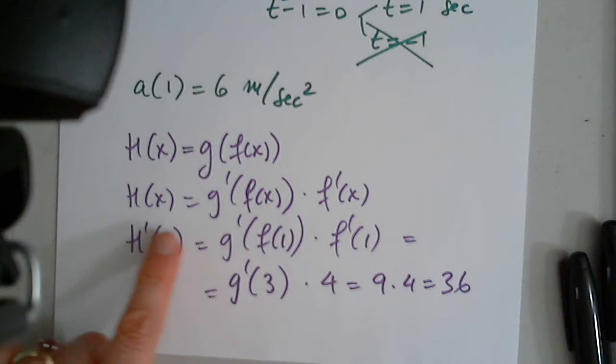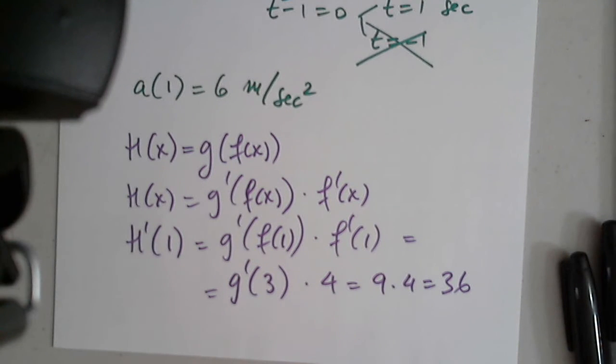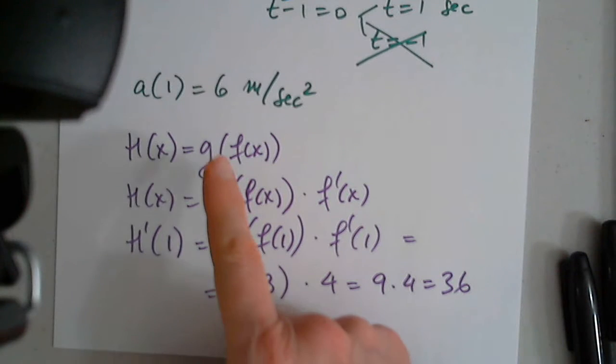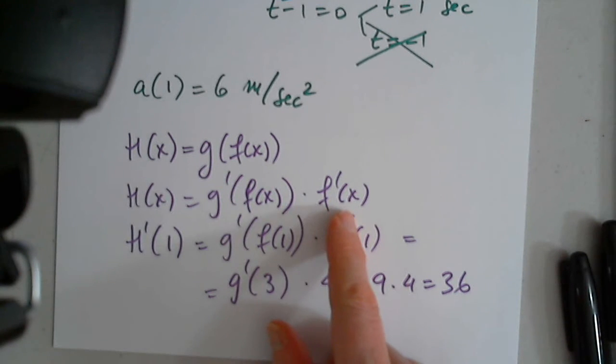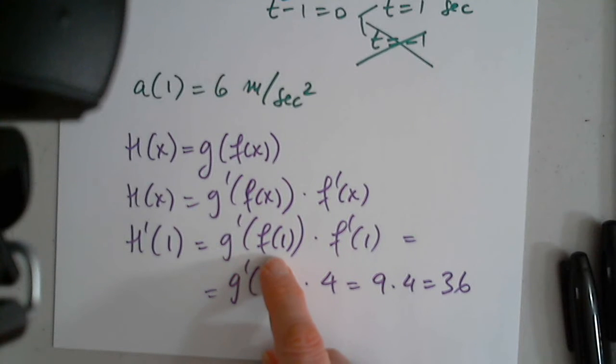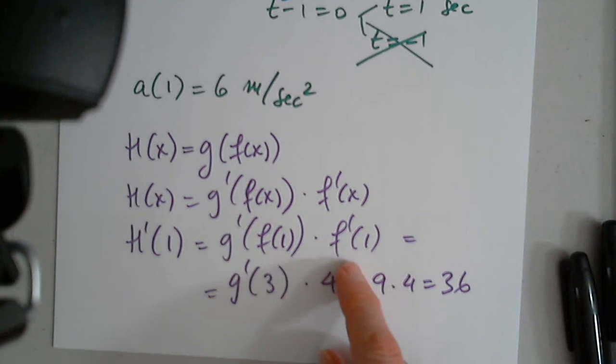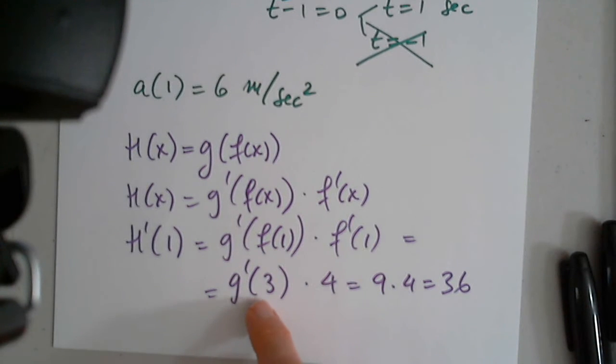To find the derivative of the function, do it first before you plug in anything. So this is a function composition. First I differentiate the outer and then the inner. And then I look at the table. F of 1 is 3. F prime of 1 is 4. And then I need to find G prime of 3, which is 9. 9 times 4.